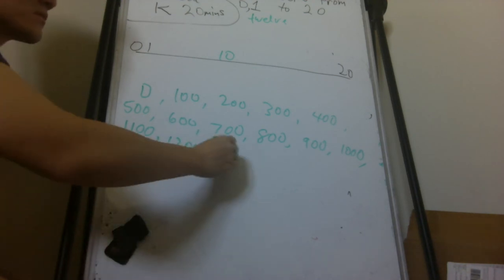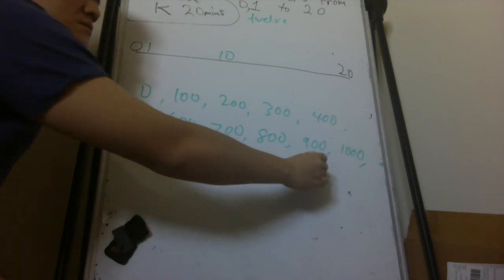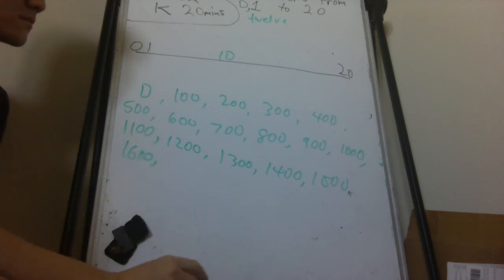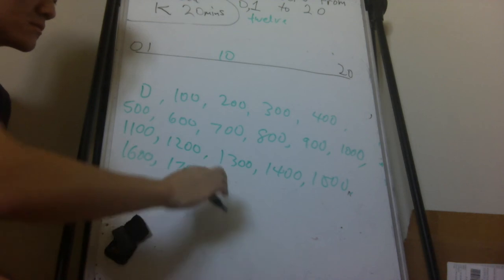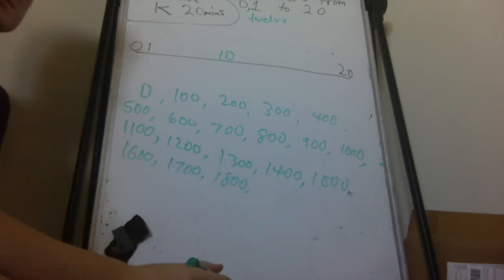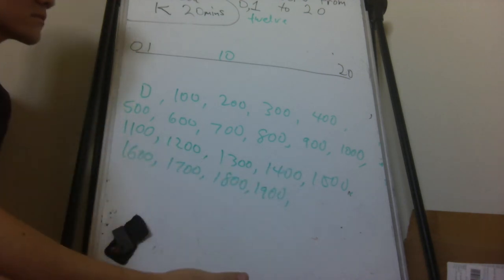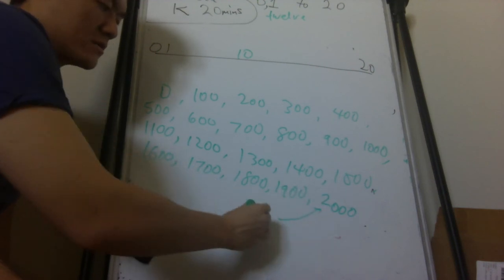1300, yep. 1400. 1500. 1600. 1700. 1800. 1900. 2000. Yeah, so 2000 we call 2000, okay? So this is another word that you haven't learned before.